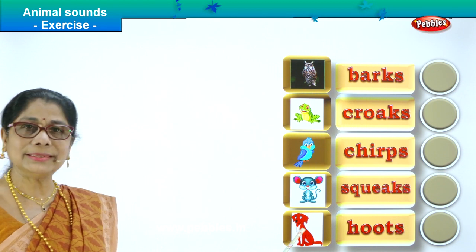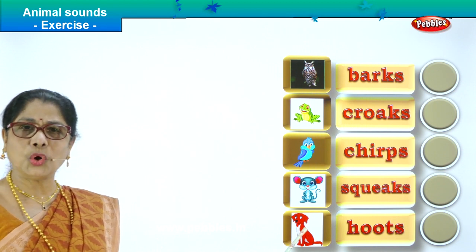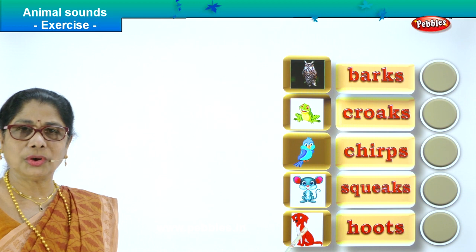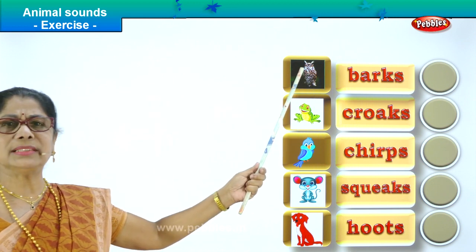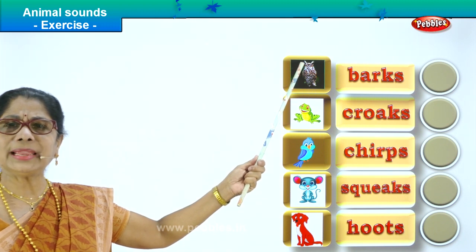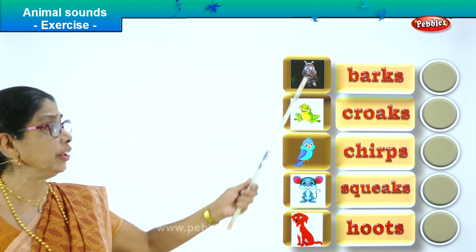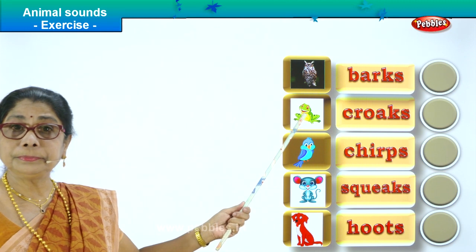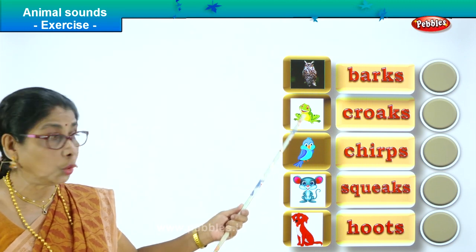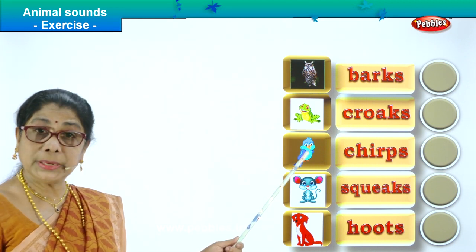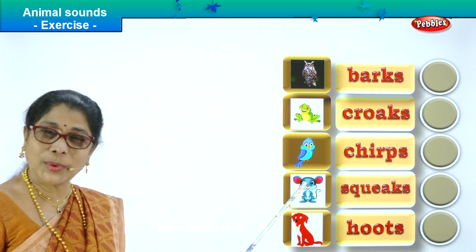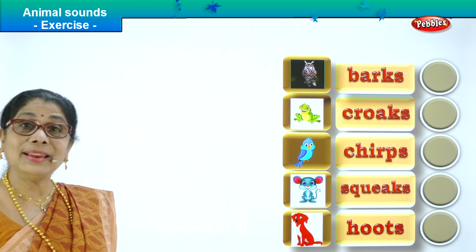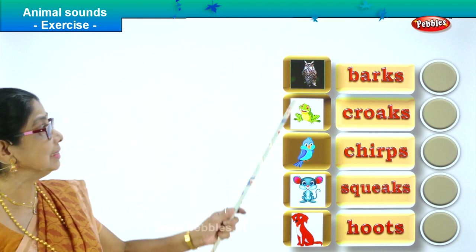And who is this? Your pet dog. Now, there are little sounds here. Let's see. What sound does the owl make at night? It hoots. Very good. And the frog croaks. Very good. Bird chirps. And the little mouse squeaks. And dog barks. Now let's see if the exercise is correct.